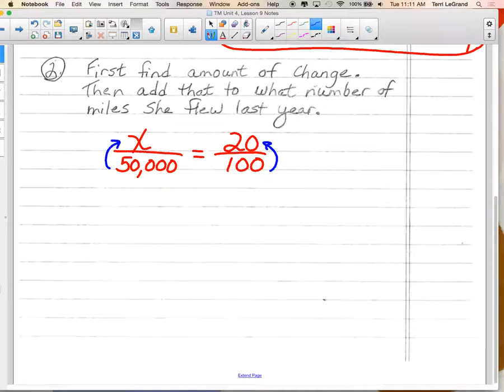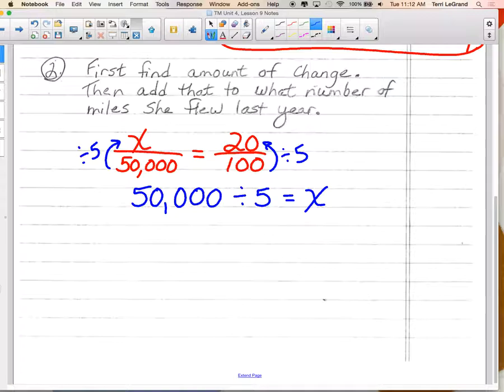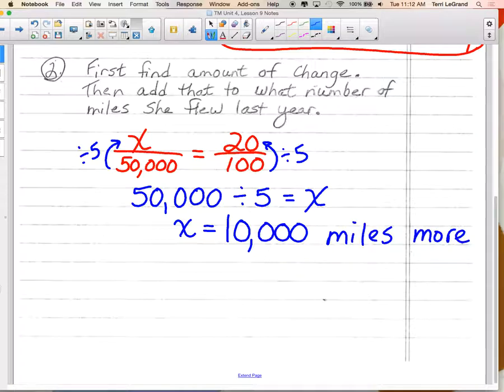What do we have to do to 100 to get 20 again, class? Divide by 5. So we have 50,000 divided by 5 equals X. Harley? What is it? 10,000. X equals 10,000. 5 goes into itself once, and then you attach 4 zeros to it. So that's 10,000 what? Miles, and more miles, right? She's going to fly 10,000 miles more this year than she did last year.